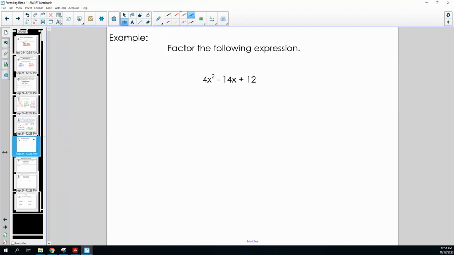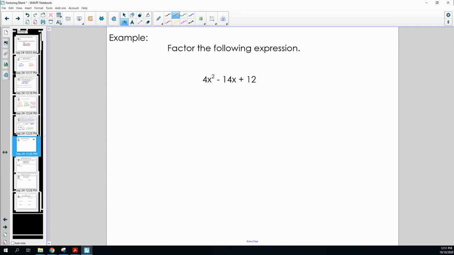Okay, so let's look at another example. Okay, so factor the following. What we could do here is right away start with a times c, but remember the first thing that we want to do is always look for a greatest common factor. That will make our numbers smaller and will make this a lot easier to do.